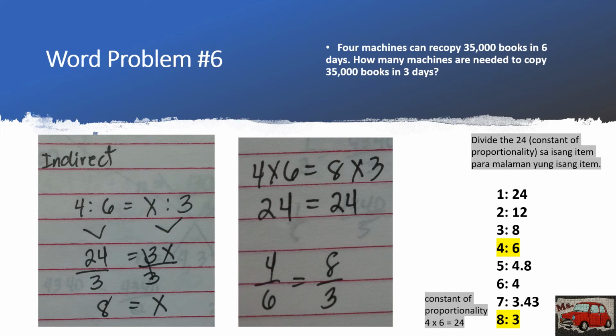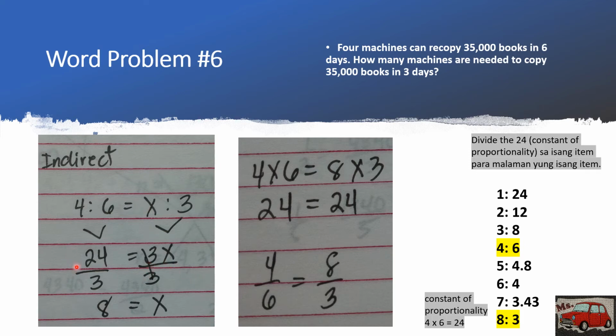Okay? So, we have here 4 is to 6 is equals to x is to 3. So, yung x dito, ito yung number ng machines na gagamitin natin in 3 days. Okay? So, let's do the multiplication. So 4 times 6, that is 24. And then x times 3, that is 3x.